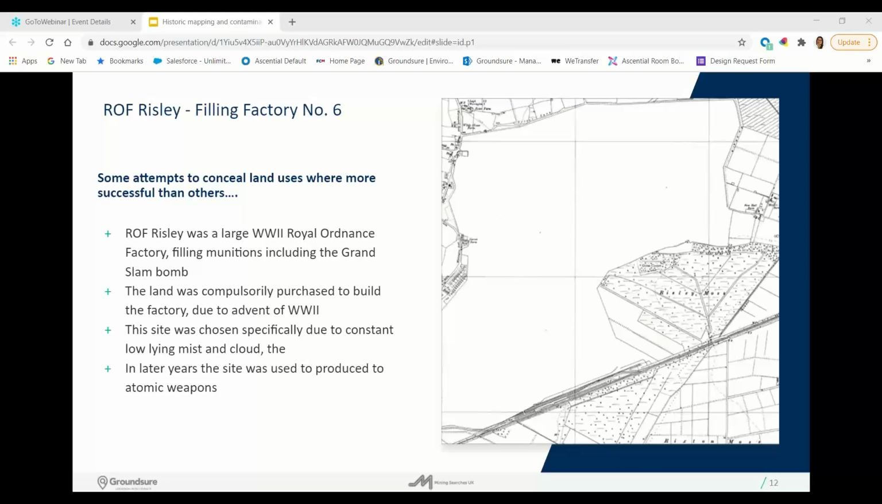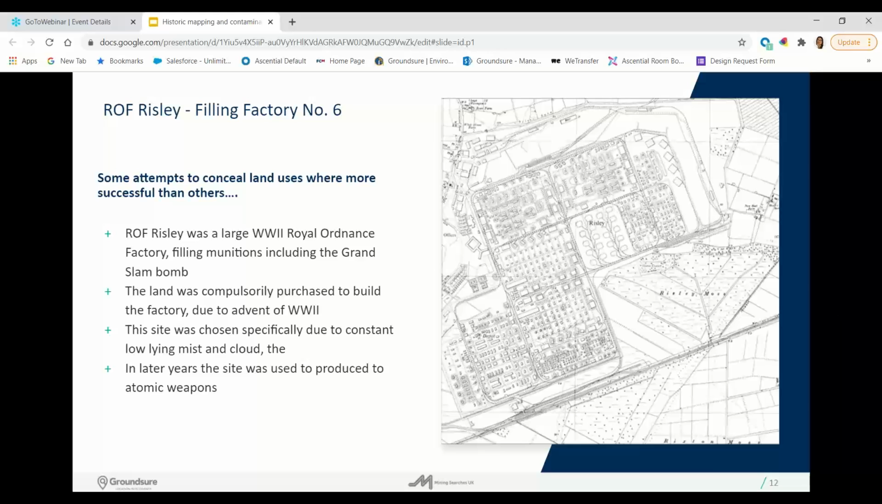You know, they like all the cloud cover, but as you can see here, you can see some of the attempts to conceal the land uses were more successful than others. One of the features common to all the filling factories was an area of storage bunkers where the finished munitions were stored awaiting dispatch. The areas within the filling factories were all numbered in the same way.